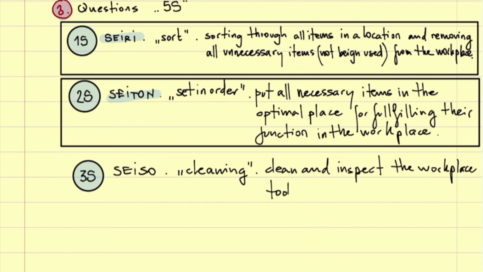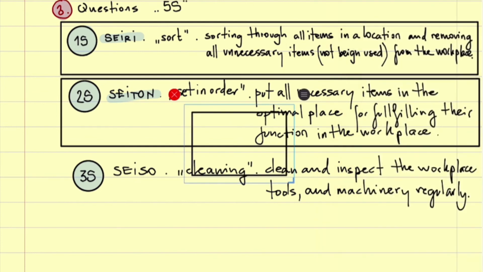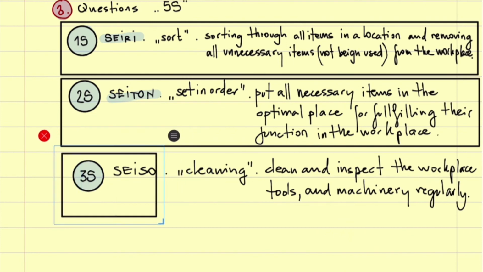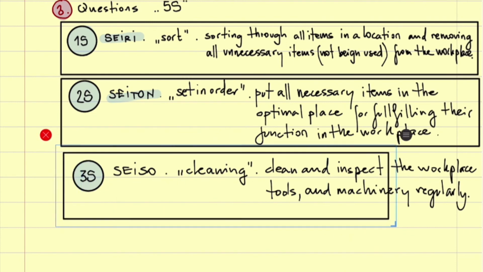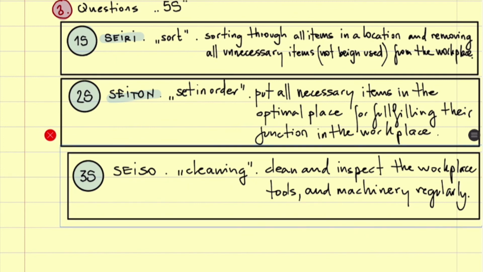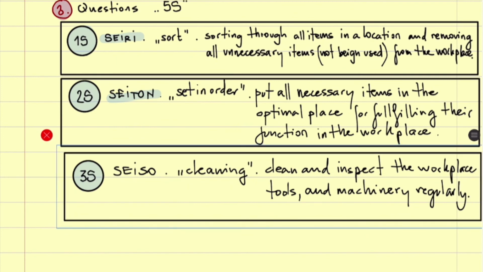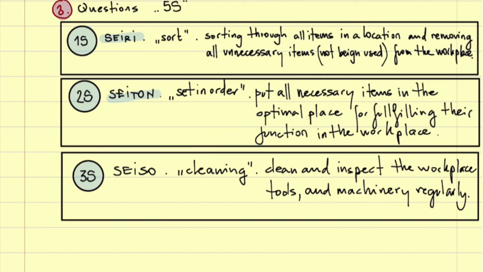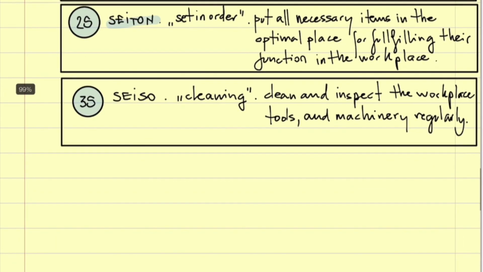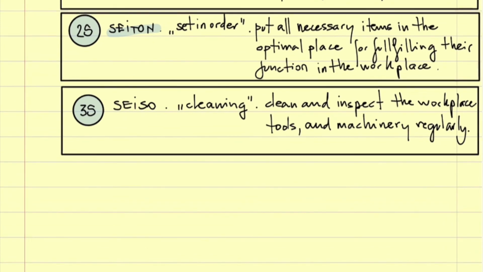Tools and machinery regularly. Okay? We perform some cleaning. Keep our workplace clean, the kitchen or your room. Wherever you are performing your value creation. This is called Seiso.